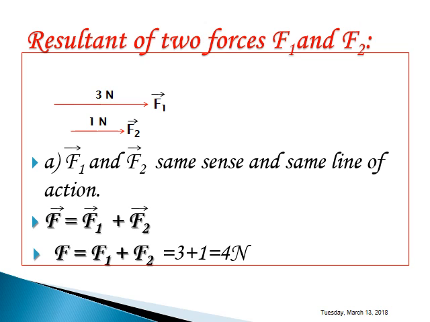First, F1 and F2 have the same sense and same line of action. Then F equals F1 plus F2. So, as a magnitude, F equals F1 plus F2. F1 is equal to 3 Newton, F2 equals 1 Newton. So, 3 plus 1 is equal to 4 Newton.